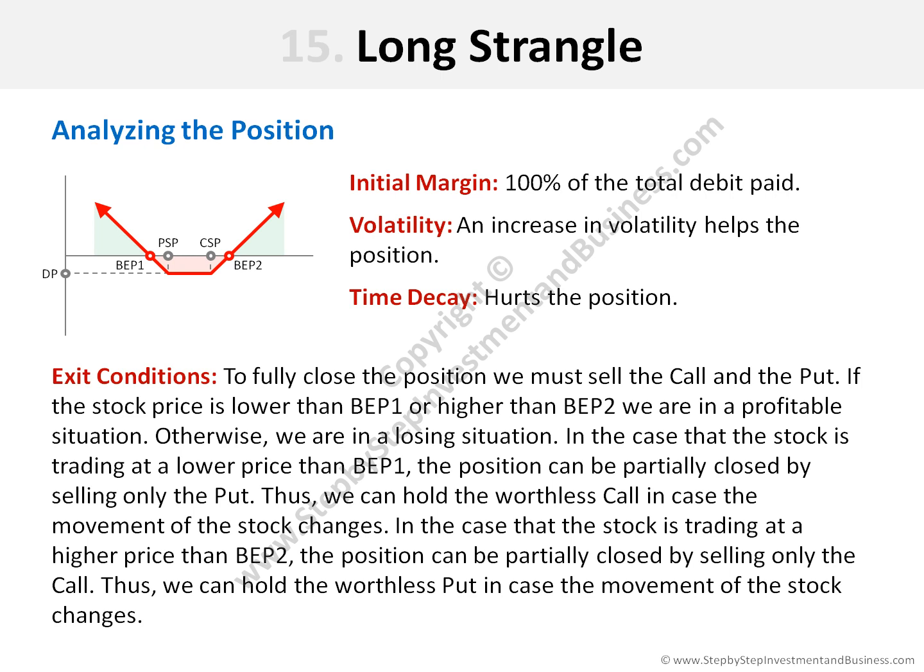In the case that the stock is trading at a lower price than break-even point 1, the position can be partially closed by selling only the put. Thus, we can hold the worthless call in case the movement of the stock changes. In the case that the stock is trading at a higher price than break-even point 2, the position can be partially closed by selling only the call. Thus, we can hold the worthless put in case the movement of the stock changes. As we will see later in an example, this can result in a large increase in our return on investment.